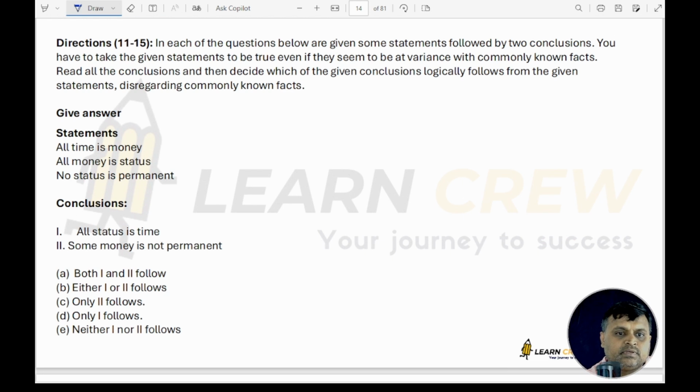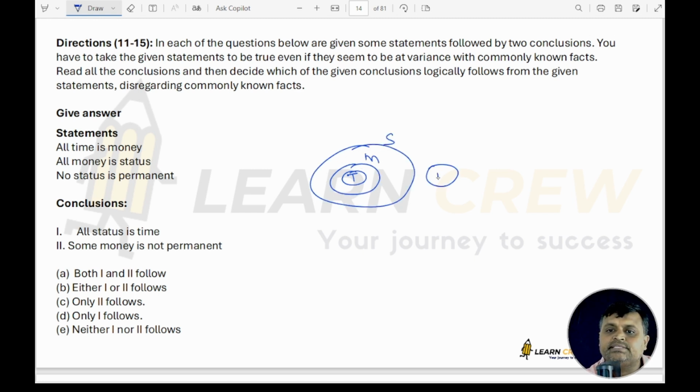Next. All time is money. All money is status. No status is permanent. All status is time is wrong. Some money is not permanent. It is also correct. Some money is not permanent is correct, because here no money is permanent. When no money is permanent, obviously some money is not permanent. So only 2 follows. So option C. Next.